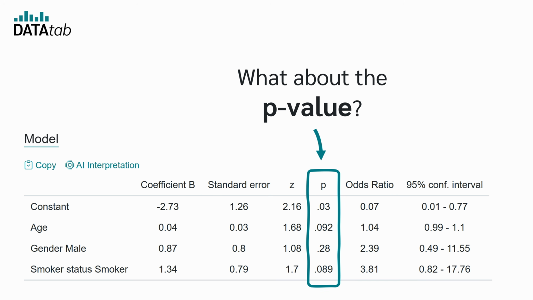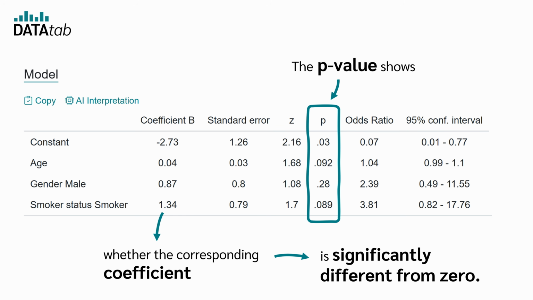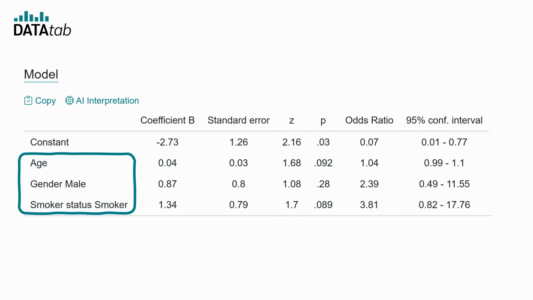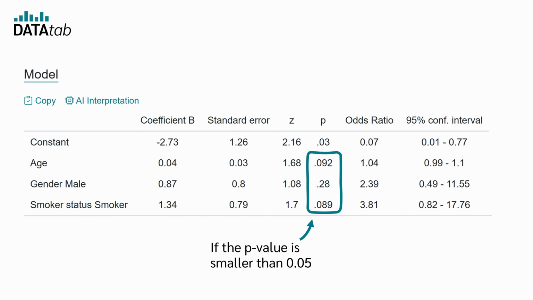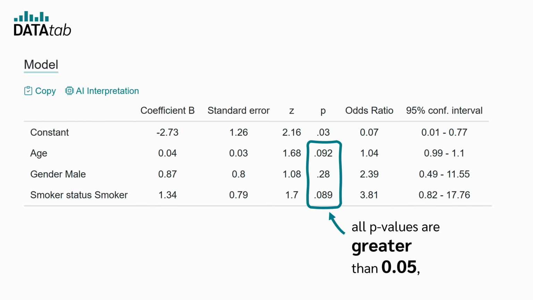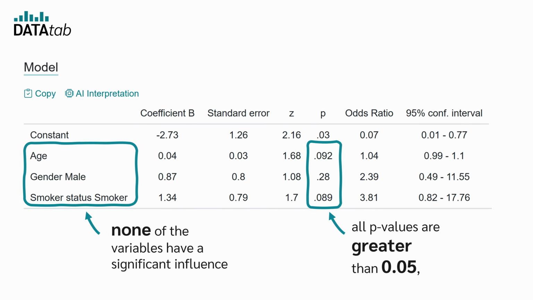Okay, but what about the p-value? So, the p-value shows whether the corresponding coefficient is significantly different from 0. In other words, it tells us if a variable has a real influence or if the result could just be due to chance. If the p-value is smaller than 0.05, it means the difference is significant. In our case, all p-values are greater than 0.05, indicating that none of the variables have a significant influence.